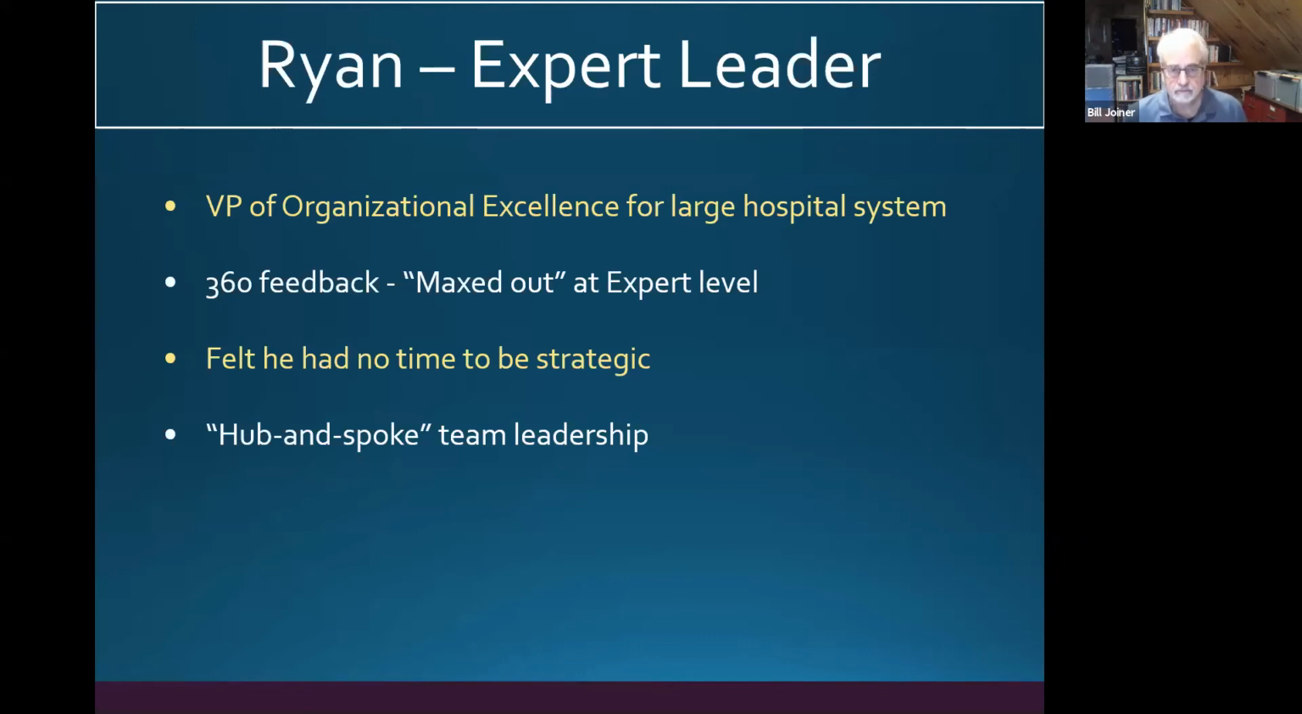Now, because he was leading at the expert level, his approach to his team leadership was this hub and spoke approach that was used before. So he ran what I call searchlight meetings, where you go around the room. This was before COVID, and you get a report in from each person, and you communicate information to your team that they need to know about what's going on at the executive level, right?